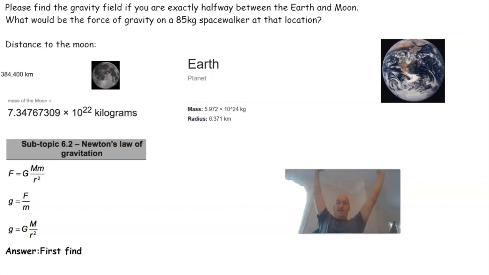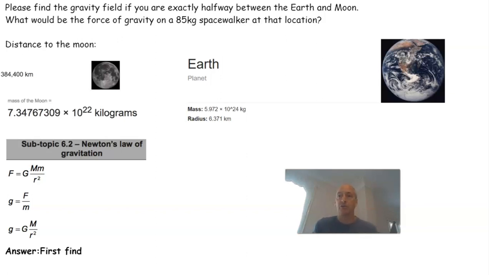All right, welcome back. This time we're going to look a little more at gravity fields and some cool stuff about how the gravity field is actually a vector. So when you have more than one object creating a gravity field somewhere, that gravity field is the vector sum of the gravity fields from each of the different objects.